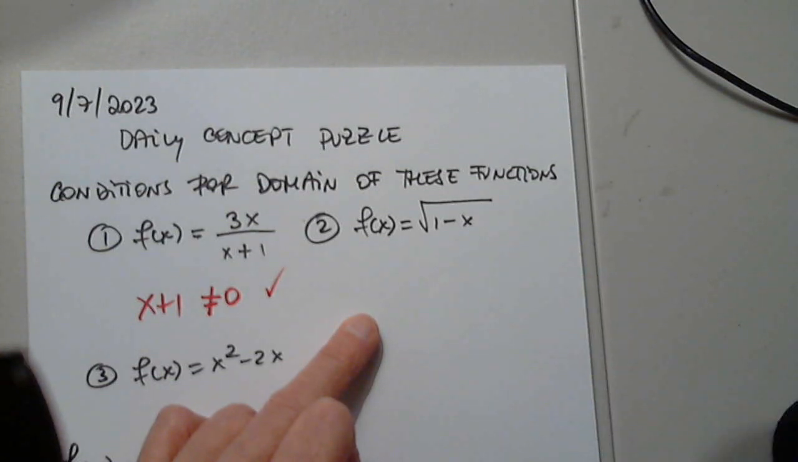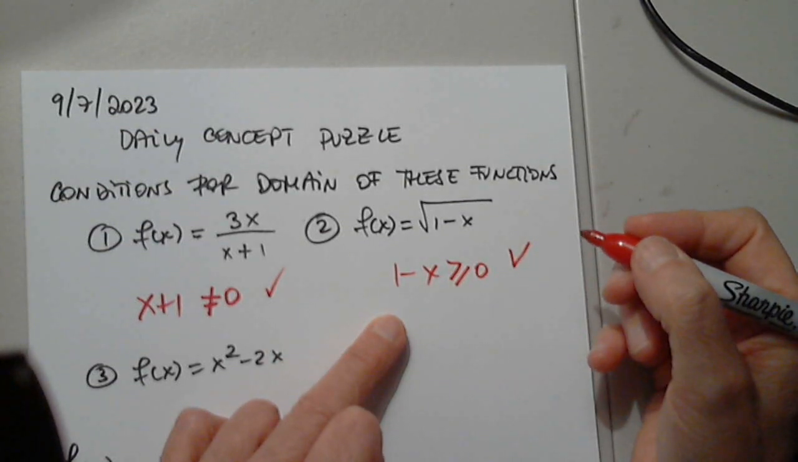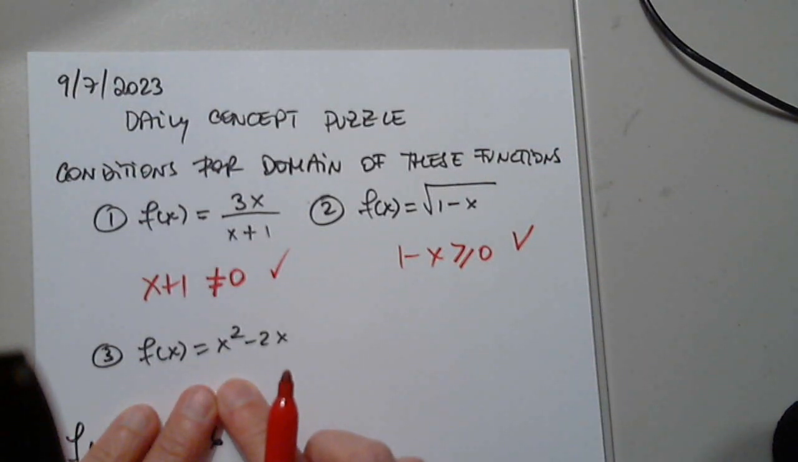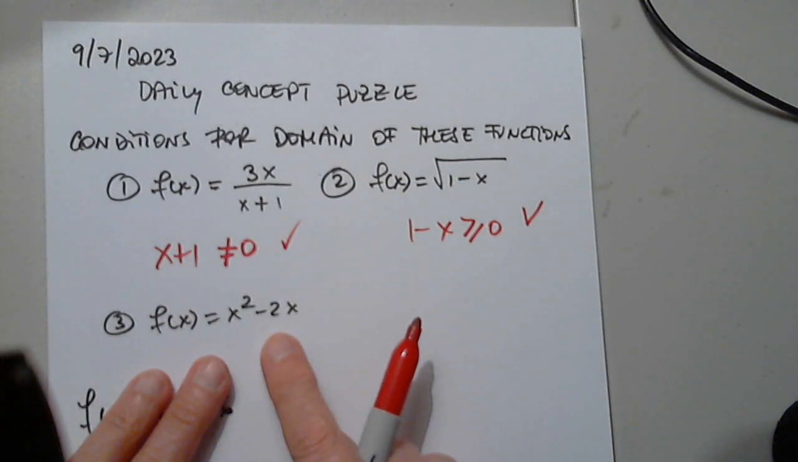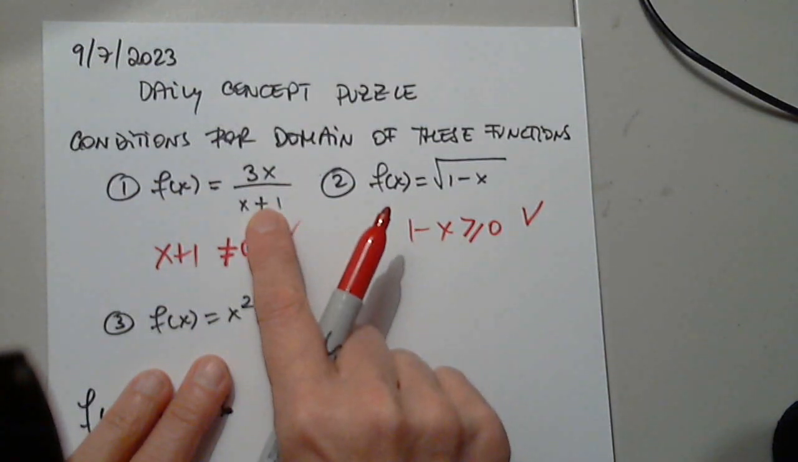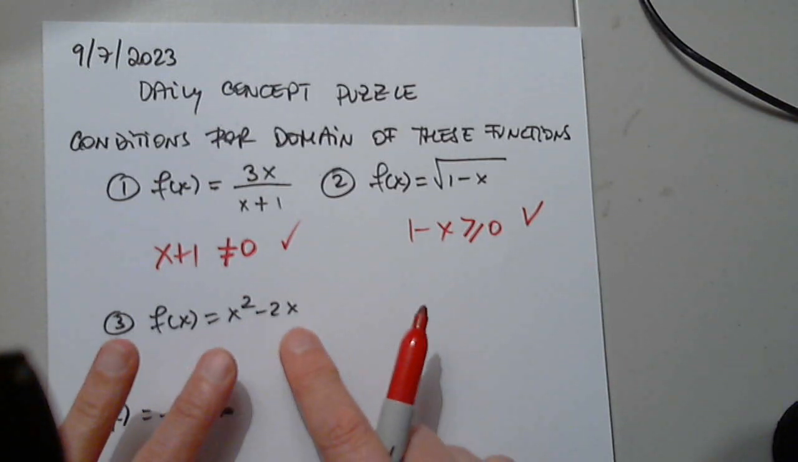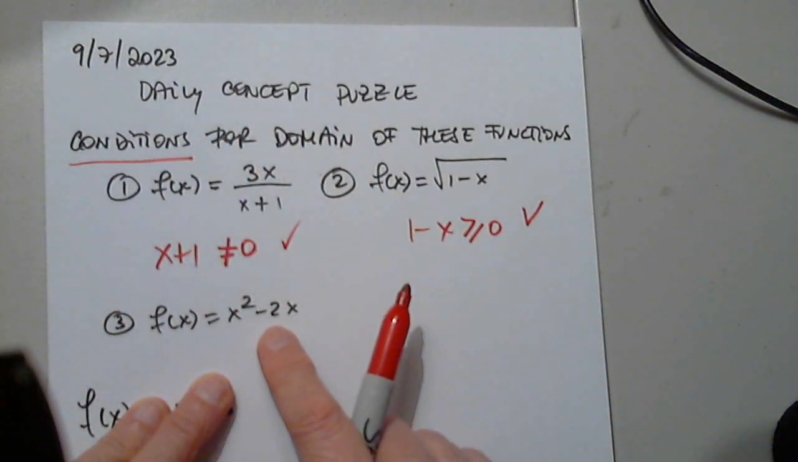Can anyone give us the condition for the second one? 1 minus x is greater than or equal to 0. Brilliant. Who was that? Rebecca. Thank you. Awesome. Both of you. Great. For this one, so this was rational, this was square root, and this one is? Anyone? Quadratic. Yes.